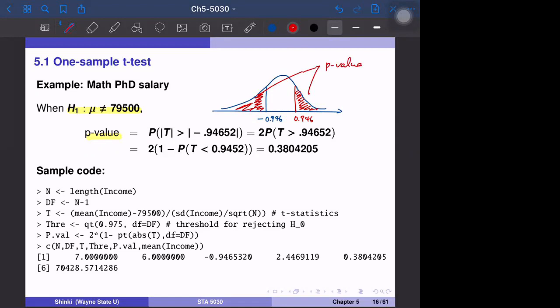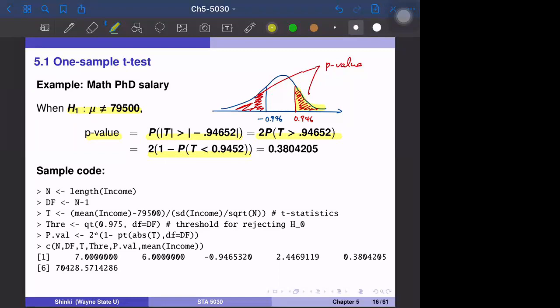So this is actually the probability that the absolute value of capital T is larger than 0.946, and that is 2 times P(T is larger than 0.946). That means this area, times 2. And that is 2 times (1 minus P(T is less than 0.946)).